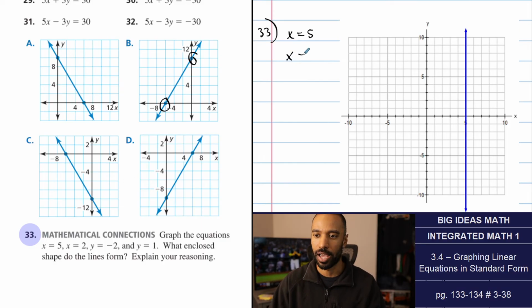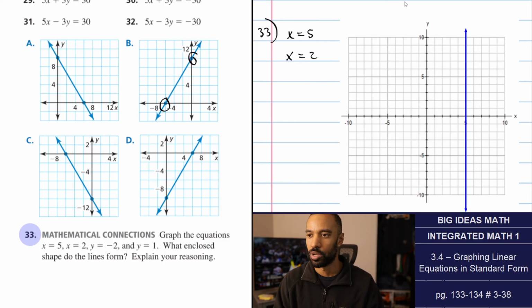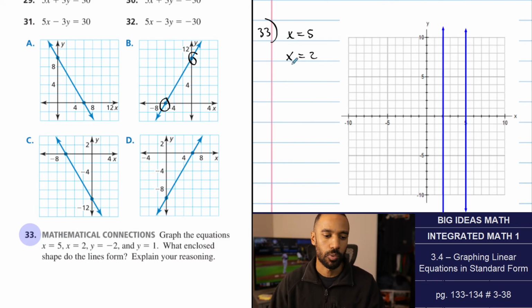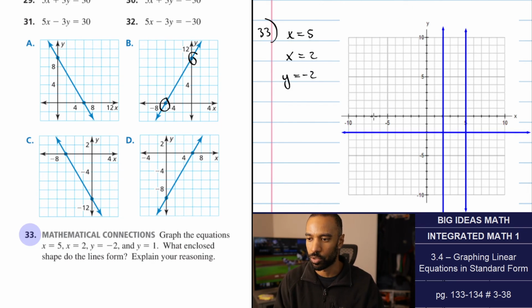That's another vertical line. It's positive 2. So that's right here, going down 2. Y equals negative 2. It's a horizontal line going across negative 2 for y right here. This is where y is negative 2, going across like that. And then y equals 1 is a horizontal line going across 1 like this.